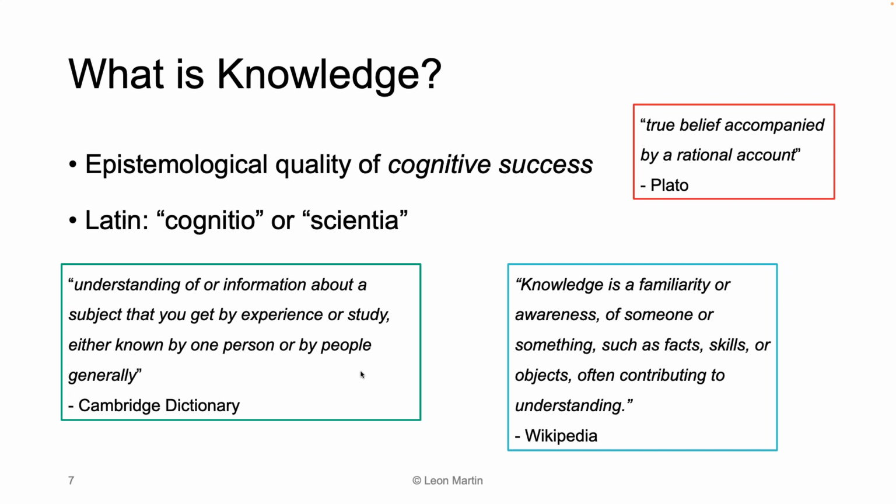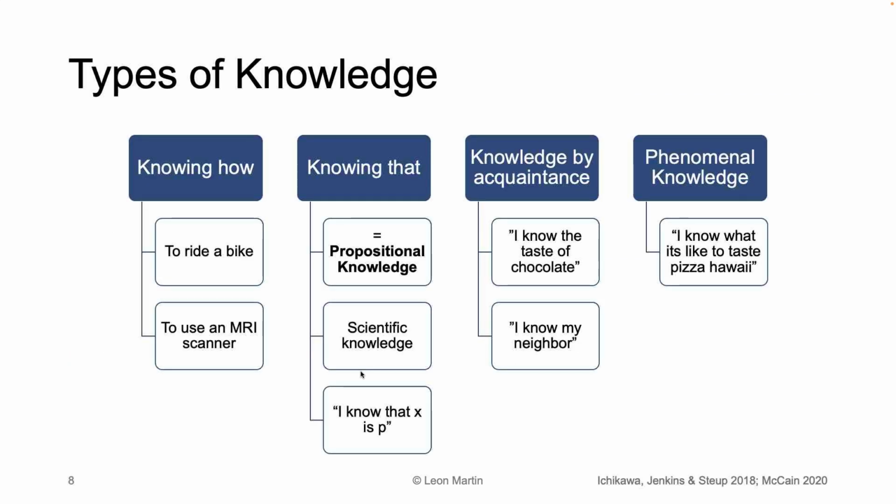But first of all, what types of knowledge are out there? This is probably not an exhaustive categorization, but we have at least four different qualities of knowledge. We have knowing how, like different skill sets, like riding a bike, or in neuroscience using an MRI scanner. So there are specific skills you can acquire. We have knowing that, also known as propositional knowledge. This could be proper scientific knowledge. It's knowledge about facts. So I know that X is P.